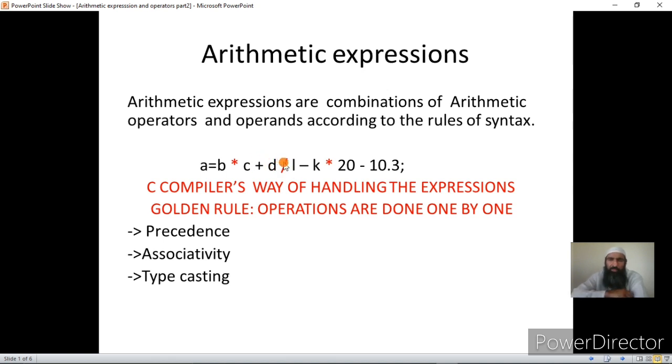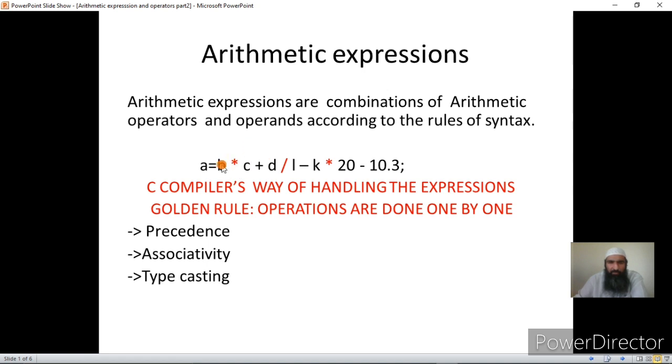Since multiplication and division have higher precedence than addition and subtraction, the question arises which one to perform first, because multiplication and division have the same precedence. For that we use a rule called associativity. The associativity rule says that the operations of multiplication and division are to be performed from left to right.